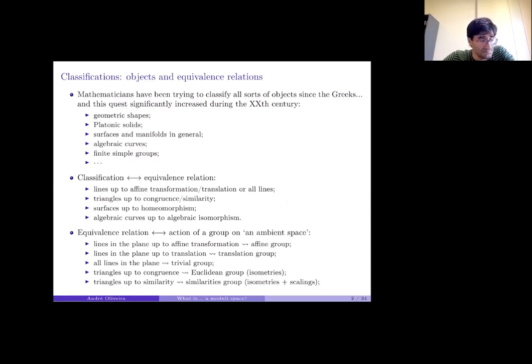And often, this equivalence relation is really given by an action of a group on an ambient space. So for lines in the plane up to affine transformation, there's an action of the affine group, and we want to describe the orbits of this group action. Or lines up to translation, there's the translation group. Or if we want all lines, then the group acting is the trivial group, there's nothing there. For triangles up to congruence, it is the Euclidean group, the isometries, right? Or up to similarities, the similarity group, which is the isometries plus the scalings. So there's often a group acting here.